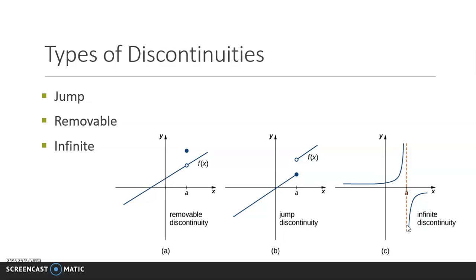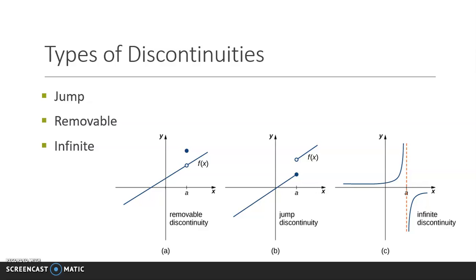So in your homework, you're going to be asked to name them from a graph. So make sure you're aware of what these are. They kind of make sense when you think about what they are. Removable means a spot has been removed, a jump means it jumps from one value to the next, and infinite means it's going on to infinity.